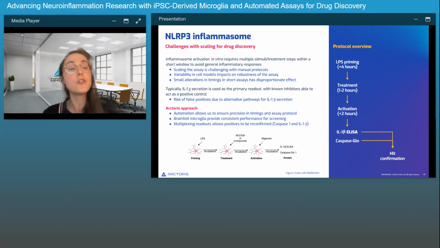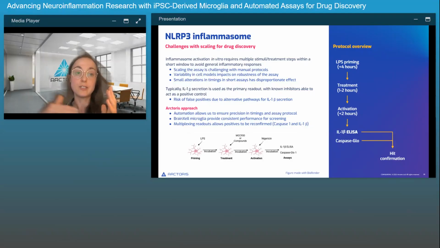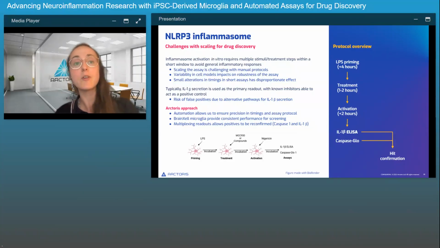And in the literature, in the past, most people that have studied NLRP3 inflammasome have focused on interleukin-1 beta secretion. However, this cytokine can also be produced through different signaling pathways, so it can lead to false positives, because it's not only the NLRP3 inflammasome that is going to lead to an increase in this cytokine.